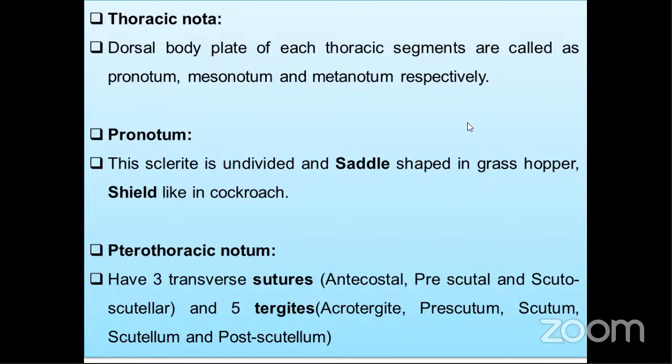Okay. Next, pterothorax. Pterothorax means meso and meta together. It consists of three sutures: antecostal sutures, prescutal sutures, and scutoscutellar sutures. Sutures join two sclerites. Like that, five tergites are there: acrotergite, prescutum, scutum, scutellum, and postscutellum.